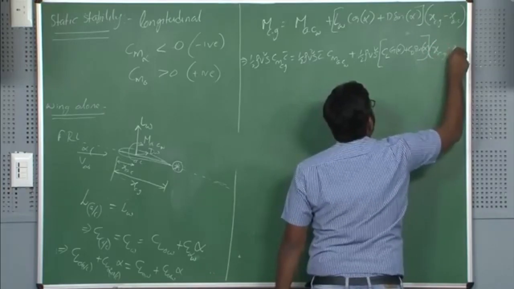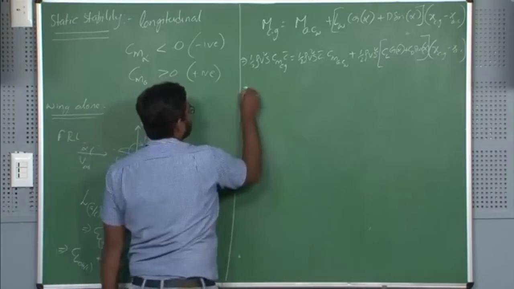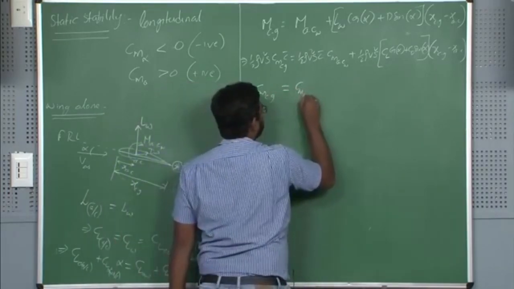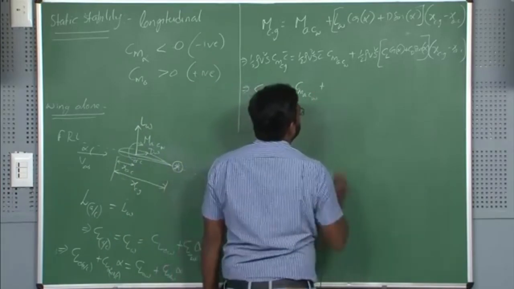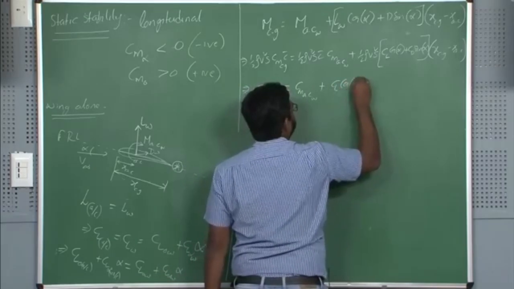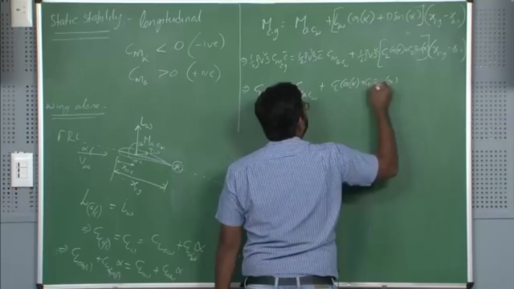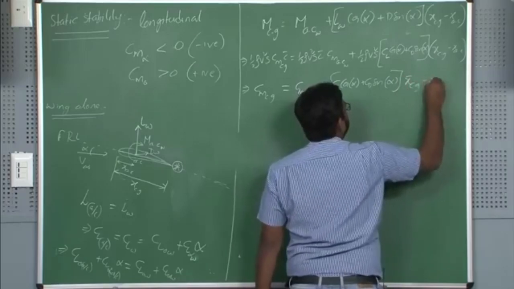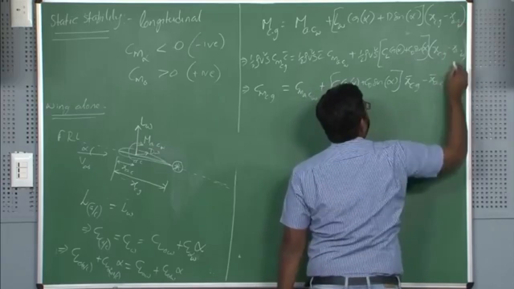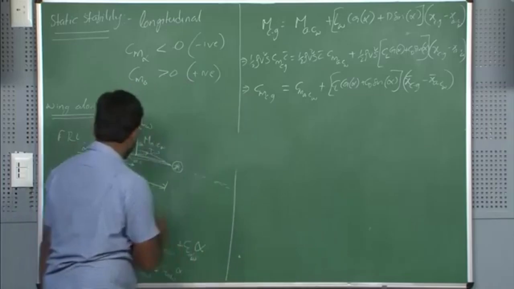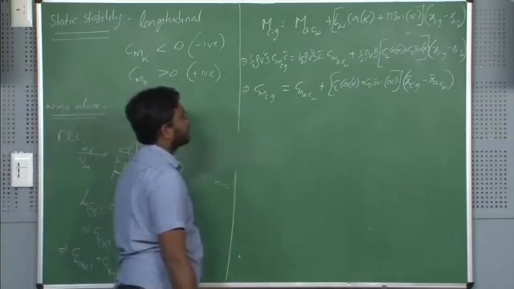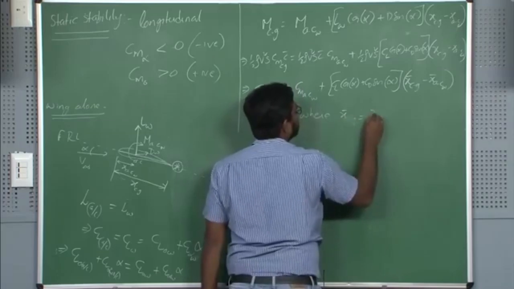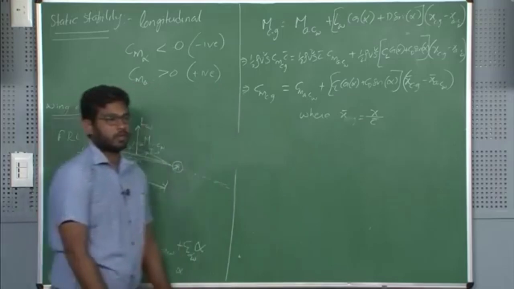XCG minus XAC, right. So if I non-dimensionalize this, moment about CG of the aircraft is equals to moment about aerodynamic center of the wing plus CL cos alpha plus CD sin alpha into X bar CG minus X bar AC of the wing, sorry, XAC of the wing, right, where X bar is equals to corresponding distance non-dimensionalized by mean aerodynamic chord.